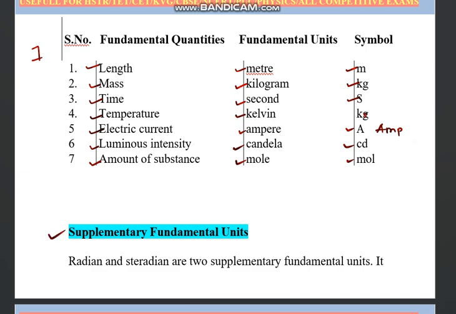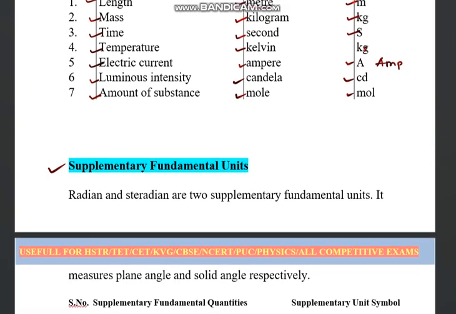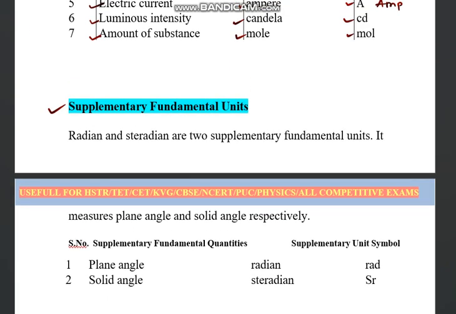Now we have other units, which we call supplementary units. Radian and steradian are two important supplementary units. We have 7 fundamental units plus 2 supplementary units. The two supplementary quantities are plane angle and solid angle. Plane angle is measured in radian and denoted as rad. Solid angle is measured in steradian, and the unit is written as sr.